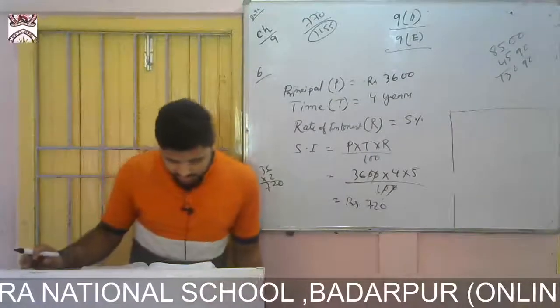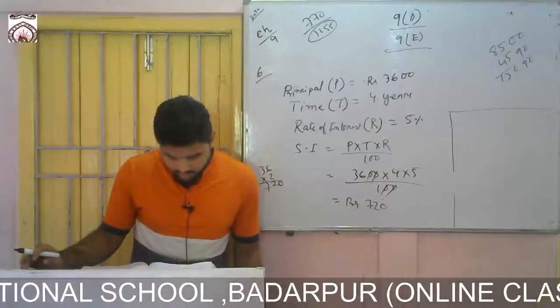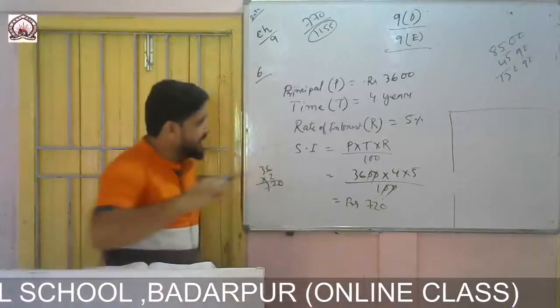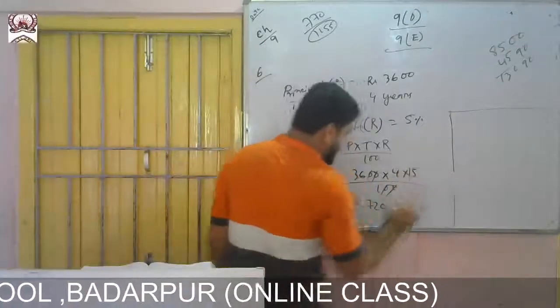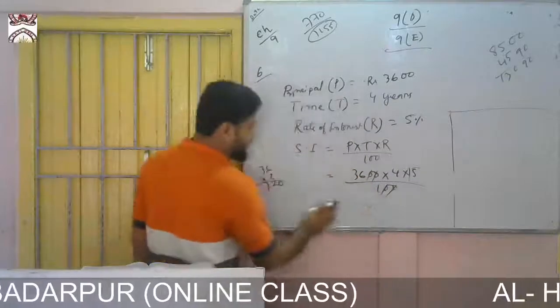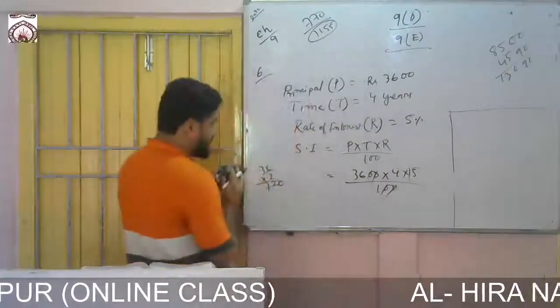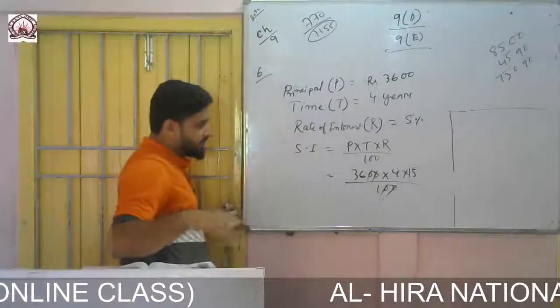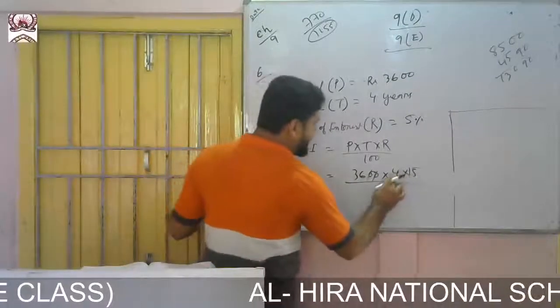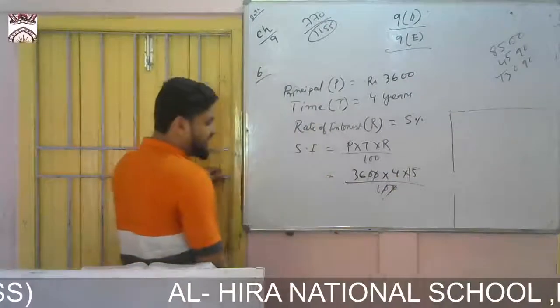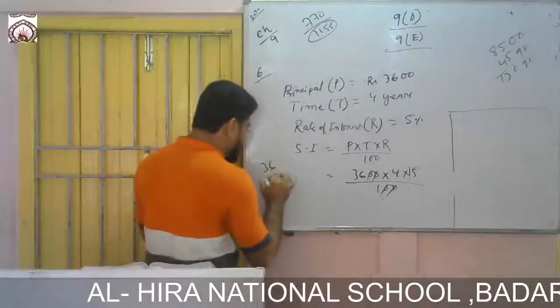Rate of interest how much? Sorry, rate of interest it is 15%. Sorry, it is wrong. So here you see, 4 into 15 is 60. So 36 into 6, let us multiply.